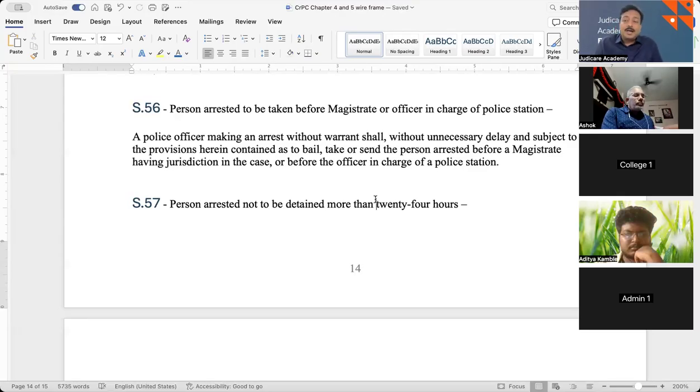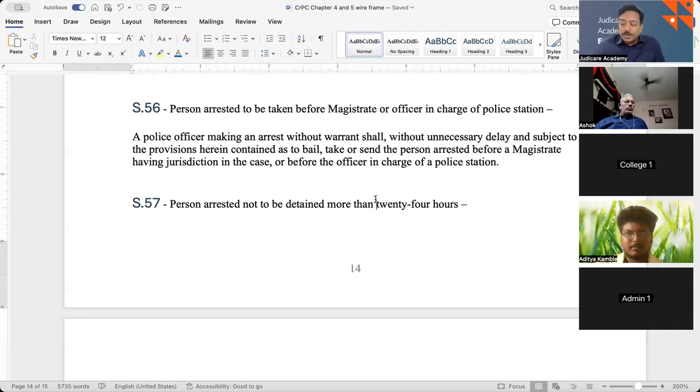So necessary, unnecessary, reasonable, these are very important keywords. If there is a delay, it has to be proved why the delay was there. It has to be subject to bail provision. So the section acknowledges that the action of taking the arrested person before a magistrate or a police station officer is subject to provisions related to bail. This means if the arrested person is entitled to bail, he can be addressed during this process, allowing for release if applicable. So in the previous section, we talked about giving him the opportunity to have bail, informing him about that. That is included in section 56 also.